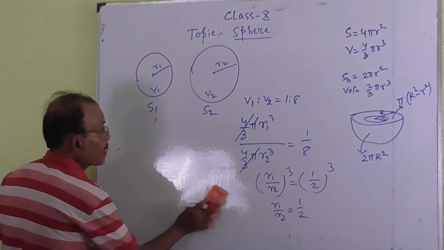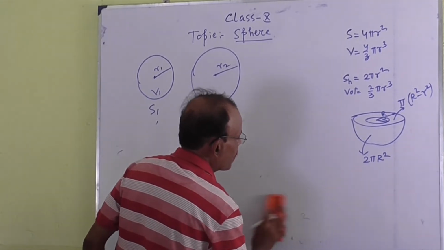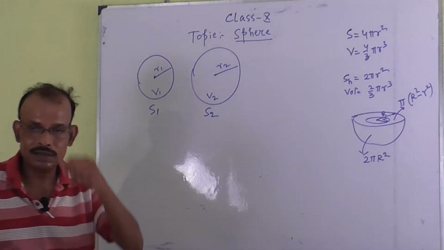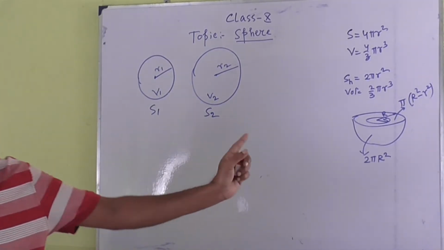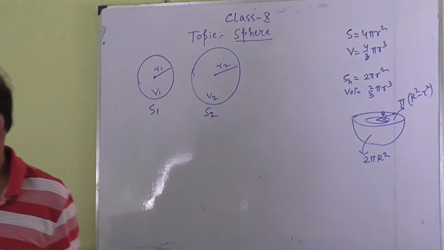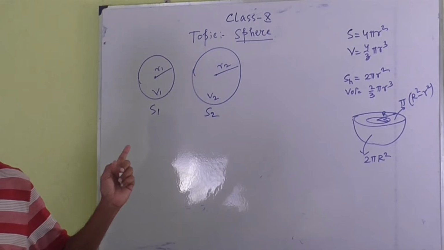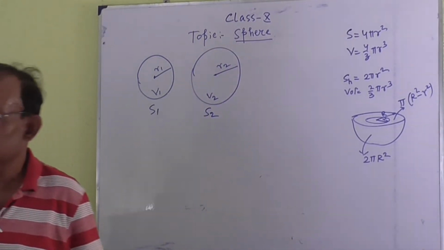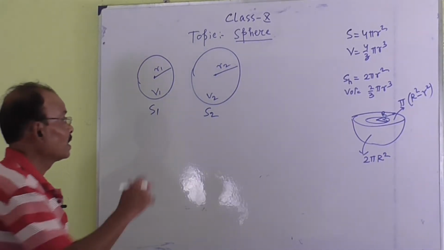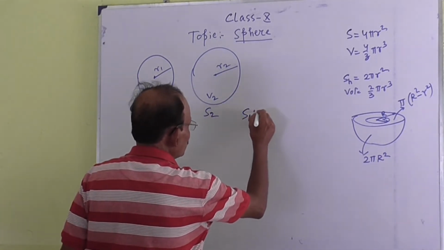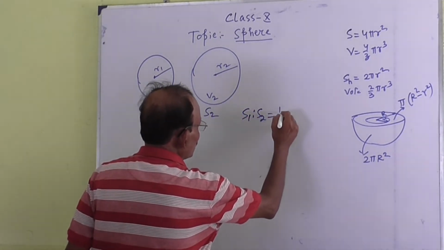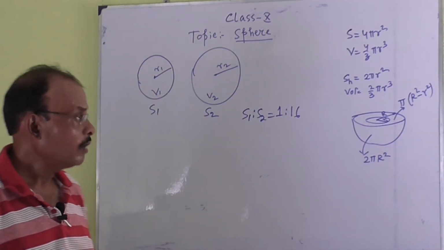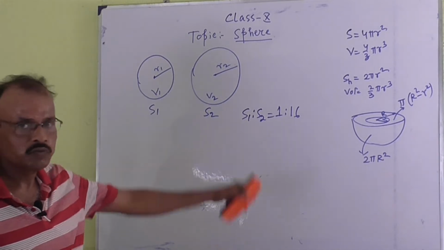Here, two spheres are to be taken. Given that V1 is to V2, but now the next sum, the surface area is given. Let us take S1 is to S2 equal to 1 is to 16. You have to find out the volume of the two spheres.